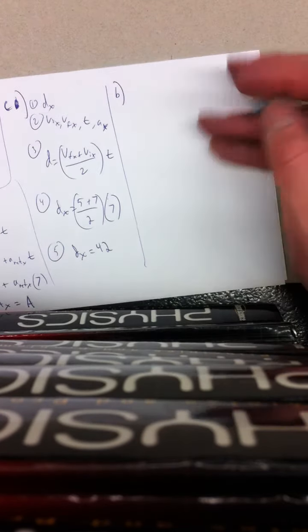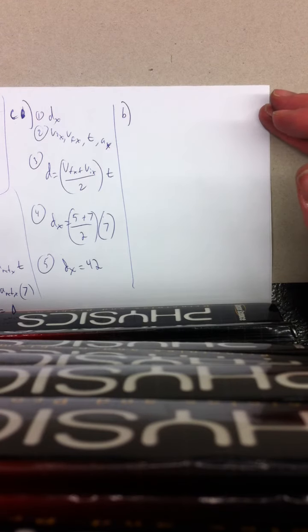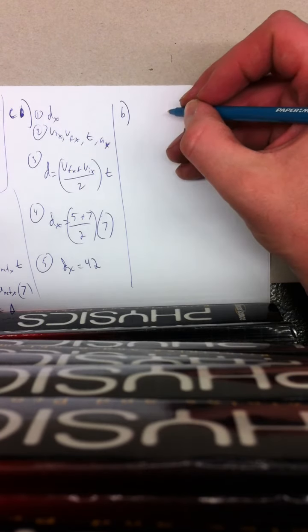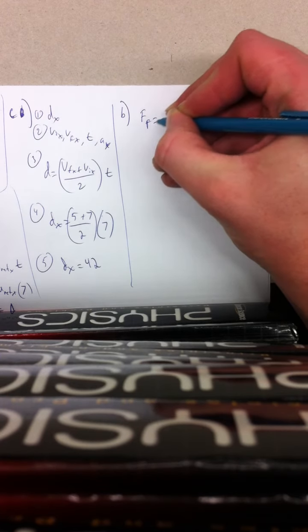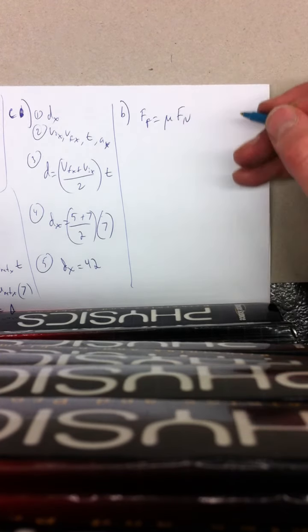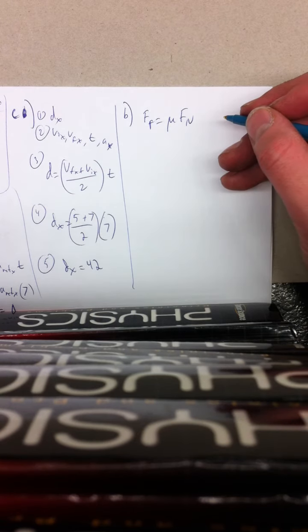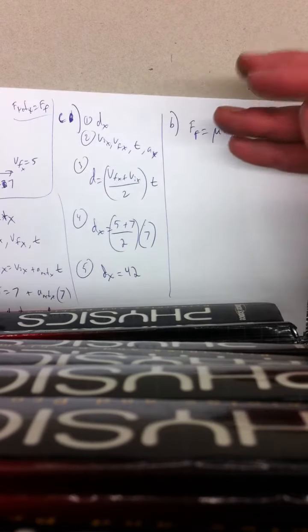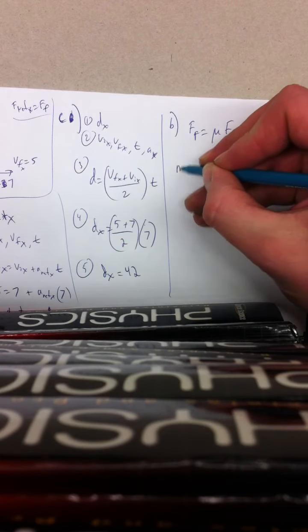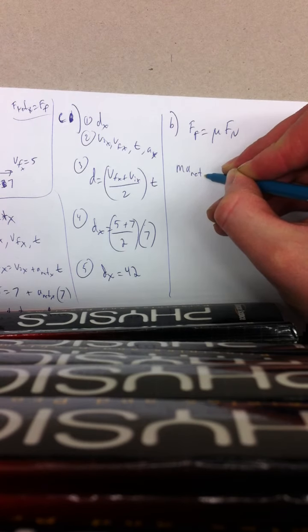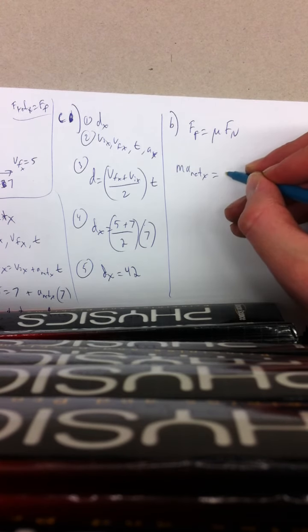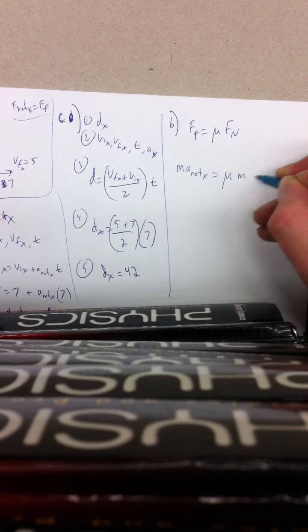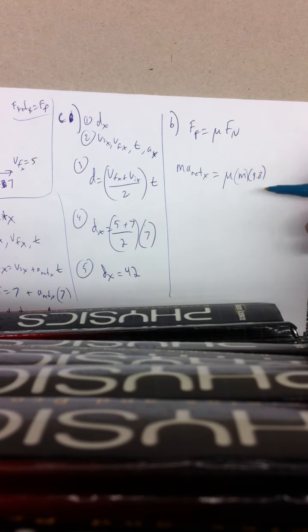For part B, it says, what is the average value of the coefficient of kinetic friction? So we just need to solve for mu. The force of friction is equal to mu times the normal force. Now, we're not given the mass of the hockey puck or its weight, so it's tough to leave it in this format. The force of friction is the net force, we kind of talked about that. So I'm just going to make this m a net x equal to mu times m times 9.8, because the normal force is equal and opposite to gravity.